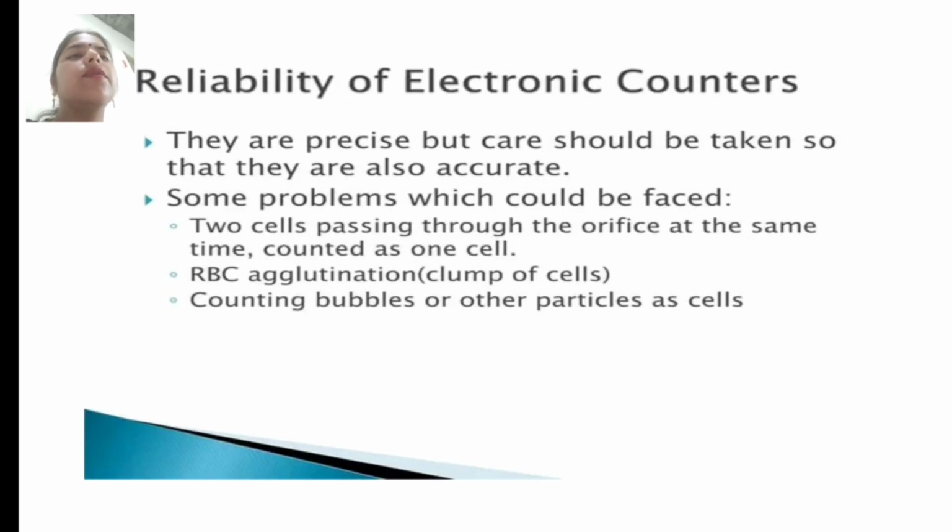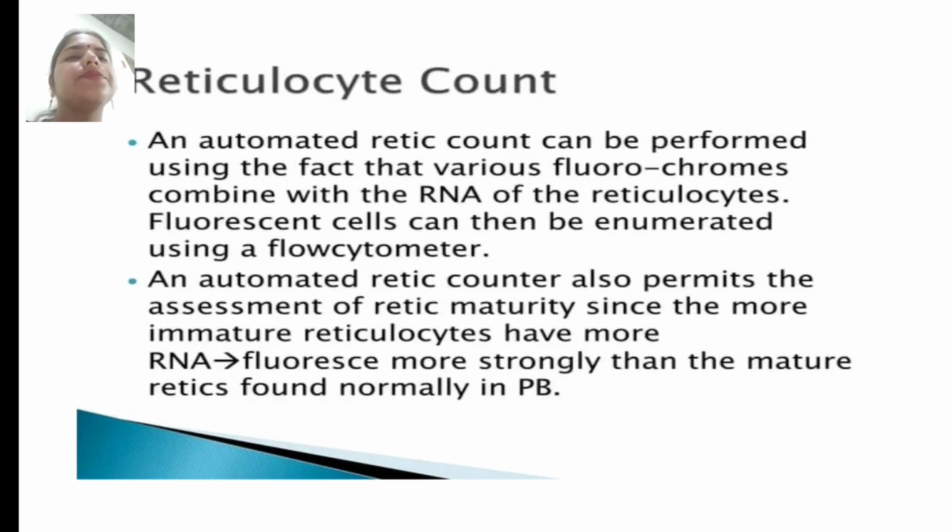Next is the reliability of electronic counters. They are precise, but care should be taken so that they are also accurate. Some problems which could be faced are two cells passing through the orifice at the same time being counted as one cell, RBC agglomerations, clumps of cells, and counting bubbles or other particles as cells.